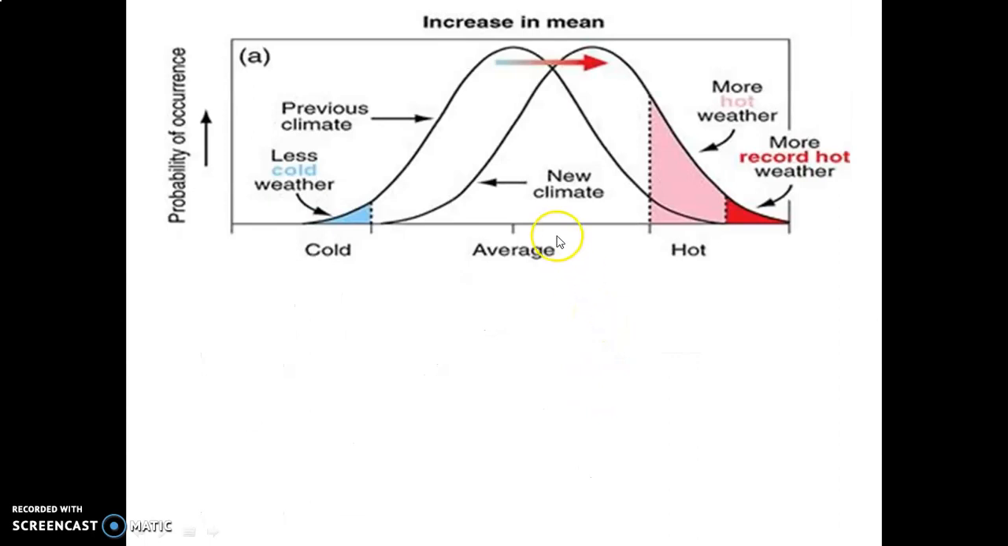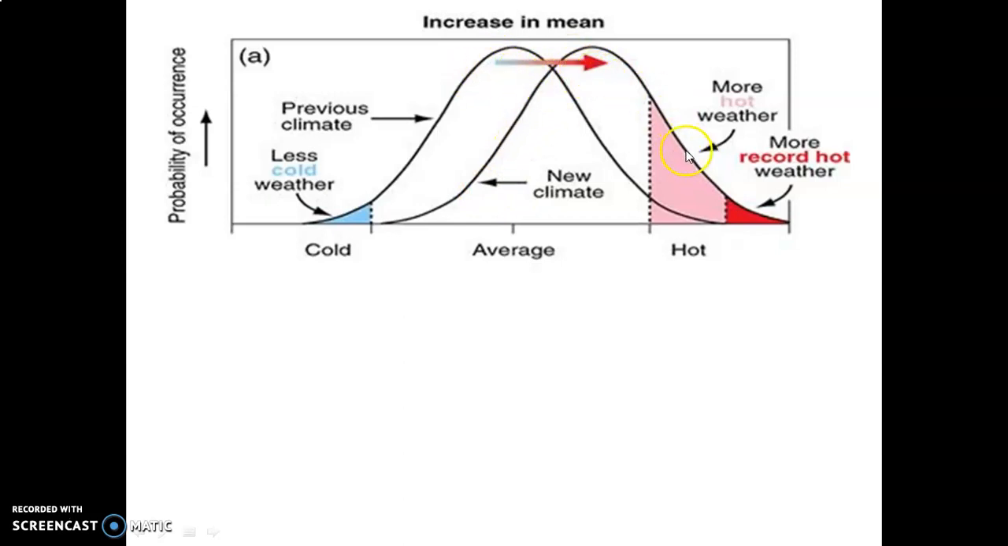Okay, so here's another example of that. This is showing weather. Here's average weather, here's cold, here's hot, and we have the previous climate here. Previously the climate had a mean right here and kind of a big spread, and then the new climate is this curve. You can see the climate changed from this curve to this curve. It moved to the right.